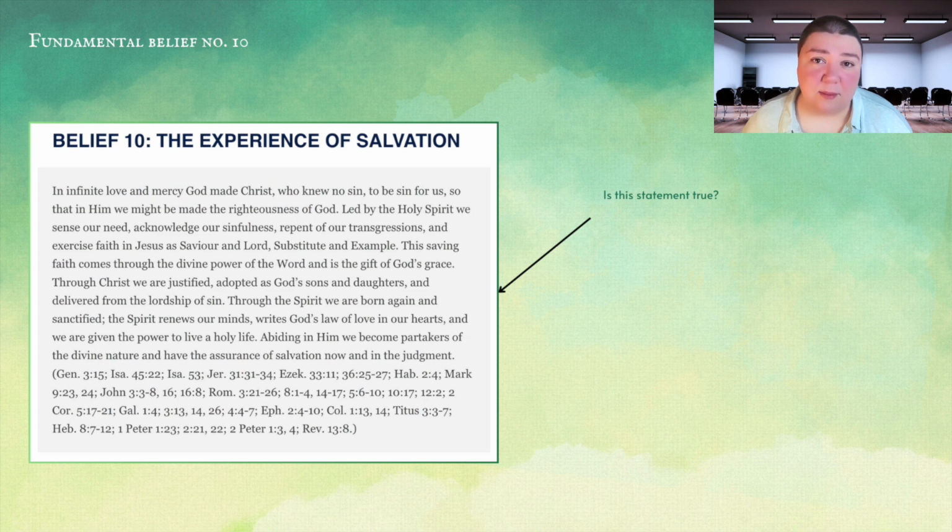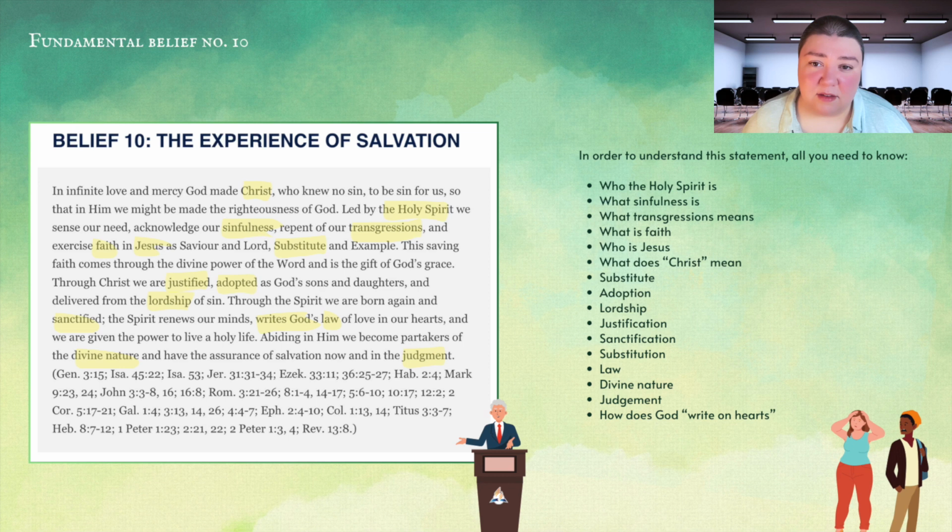Yes, according to the Bible, it is true. But in order to understand this statement, all you need to know is who the Holy Spirit is, what sinfulness is, what transgression means, what is faith, who is Jesus, what does Christ mean, what does substitute mean, and adoption and lordship, justification, sanctification, law, divine nature, judgment, and how on earth God writes on our hearts. But once you've understood all those things, it's pretty simple.